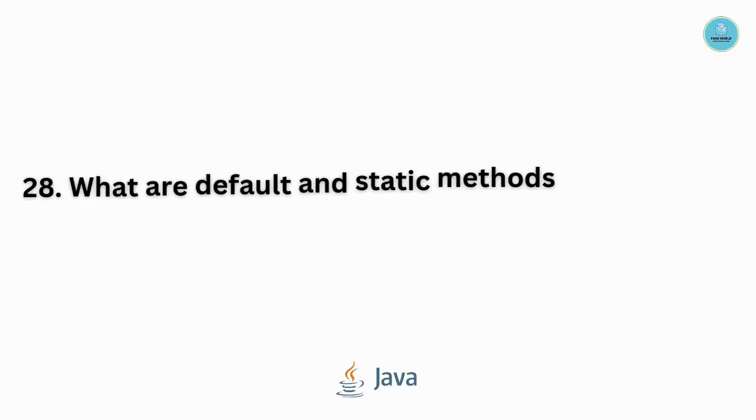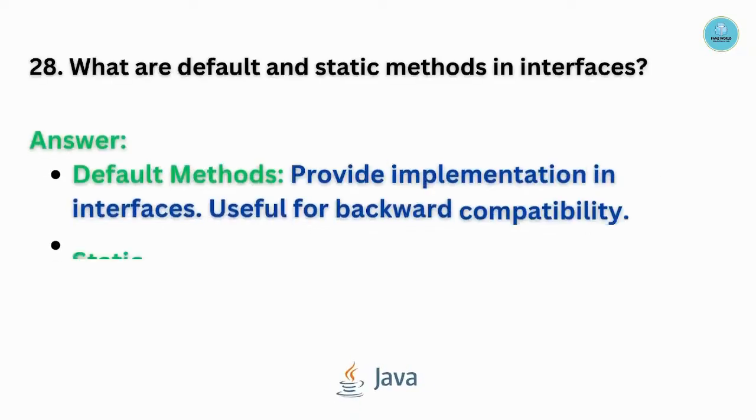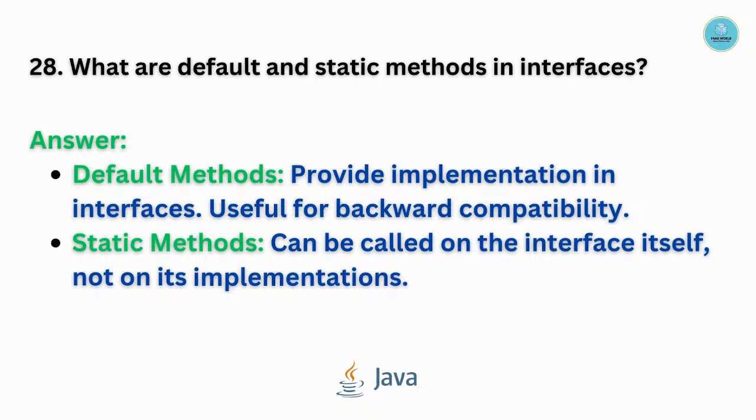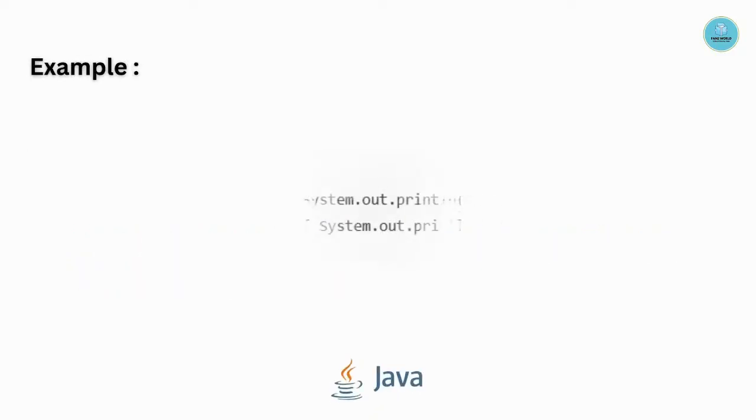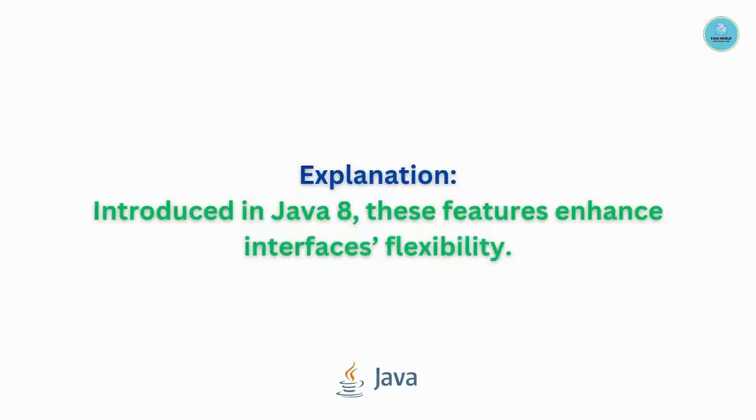Question number 28. What are default and static methods in interfaces? Default methods provide implementation in interfaces, useful for backward compatibility, whereas static methods can be called on the interface itself, not on its implementations. Example is as follows. Introduced in Java 8, these features enhance interface flexibility.